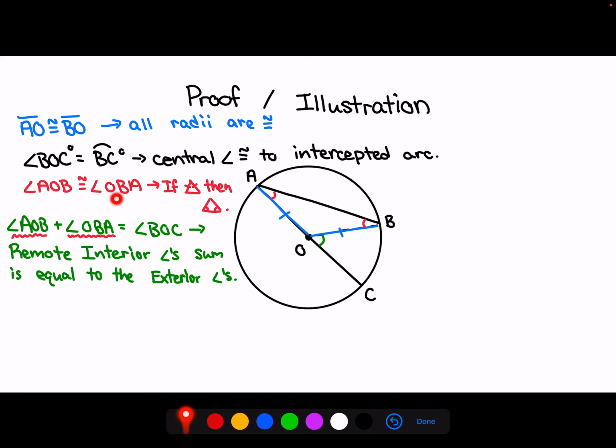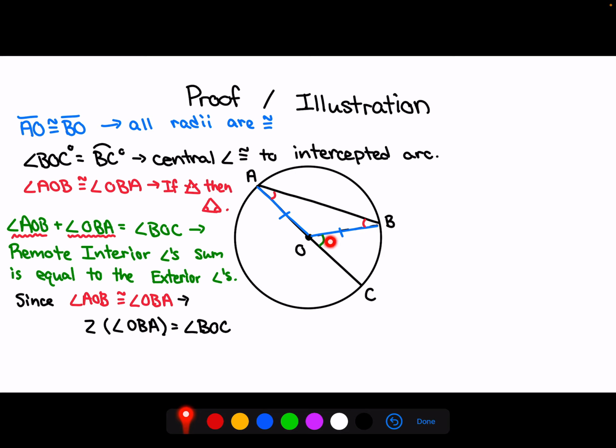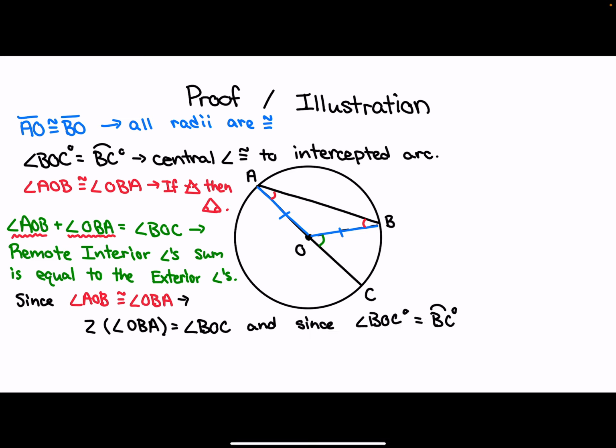Well, since these two angles are congruent, since angle OAB is congruent to angle OBA, two of those angles are equal to angle BOC. So I'm just saying that since we have two of them, I'm adding them together. They're both the same angle, and that's equal to angle BOC. And on top of that, since angle BOC is equal to arc BC, I can say that 2 times angle OBA is equal to arc BC.